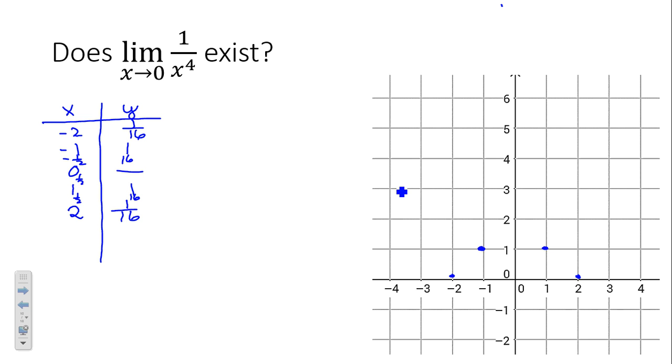So what's happening? Kind of asymptotic, isn't it? Okay. As we approach 0 from the right, we're approaching infinity, right? And from the left. Again, we're approaching infinity, right? So we're not converging on one specific number, are we? And so the limit does not exist here. Make sense?